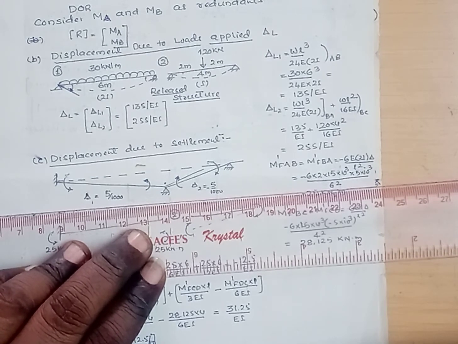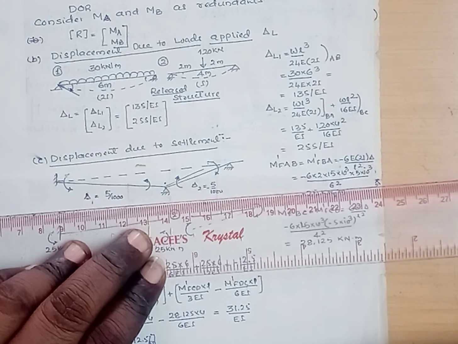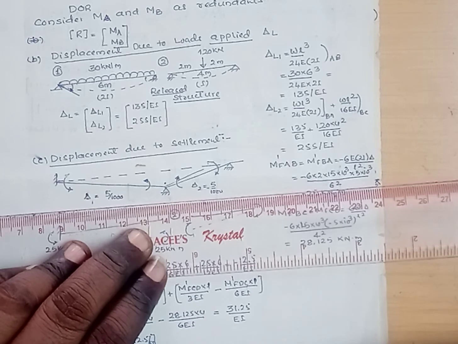Here, the fixed end moments due to the settlement: delta 1 is plus 0.005. Delta 2 in span BC is minus 0.005. We have already studied the fixed end moments due to the sinking and settlement of the support, which is given by MF equals minus 6 EI delta by L square.